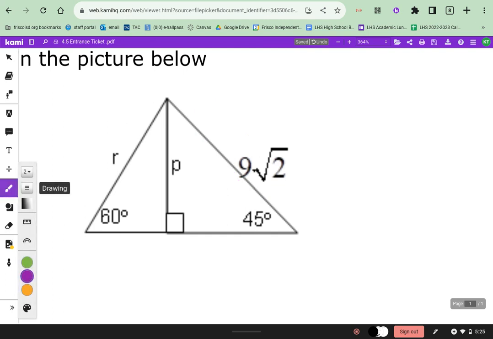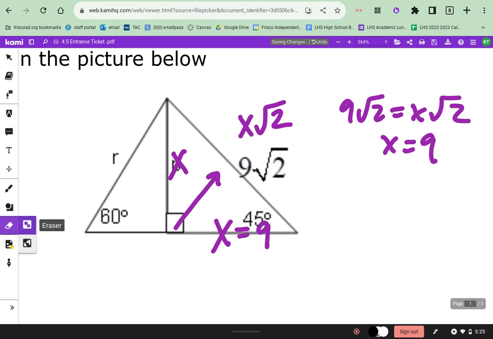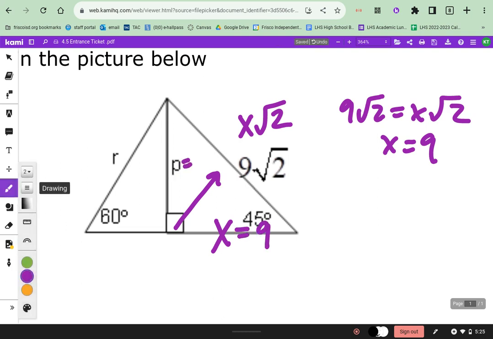So this is a 45, 45, 90 triangle on the right side. I know that across from 90 in a 45, 45, 90 triangle is always x root 2, and my other sides are represented by x. So 9 root 2 equals x root 2, which means that x is 9. So that means that this side of my triangle is 9, and it means that p is equal to 9. So p is 9.